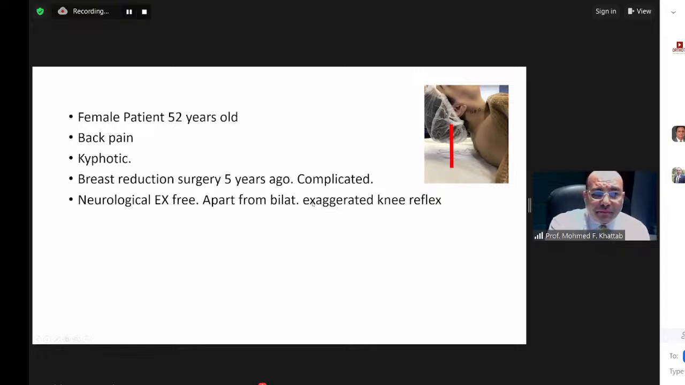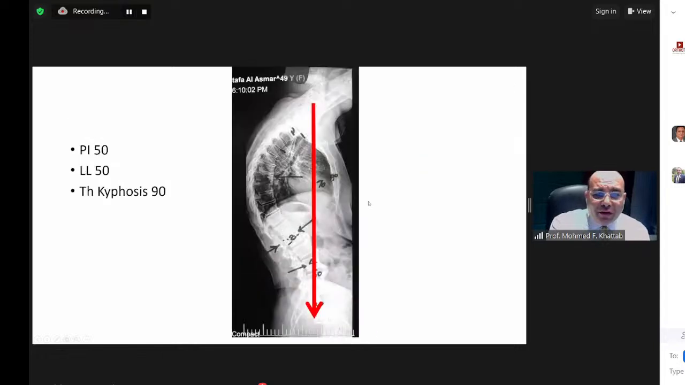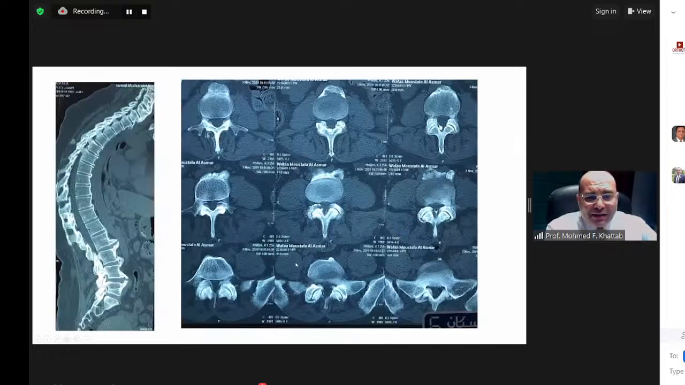She visited me for the back pain, and I told her, you are kyphotic because you have diffuse idiopathic skeletal hyperostosis, and your management is not removing or reducing the size of the breast, your management is by doing spine osteotomy. While I was examining her, I found there are exaggerated reflexes, and by examining properly the radiological investigations, I found that L4-5 and L5-S1 are really stenotic due to calcification of the yellow ligament and some osteophytes here. So L4-5 and L5-S1 are very stenotic.